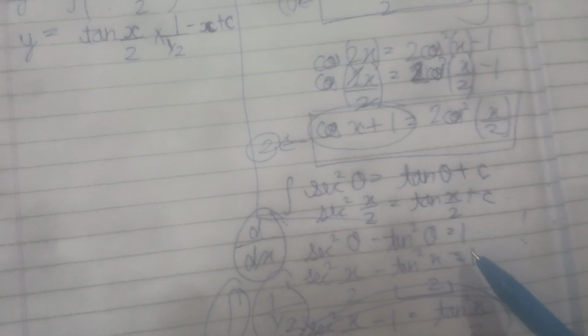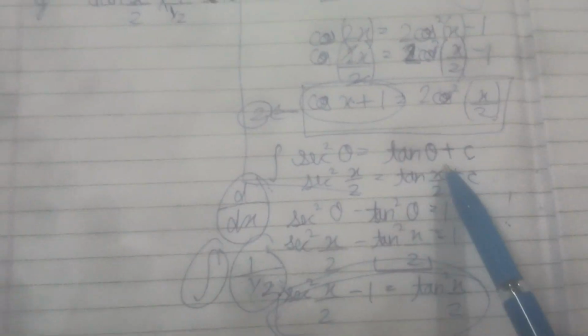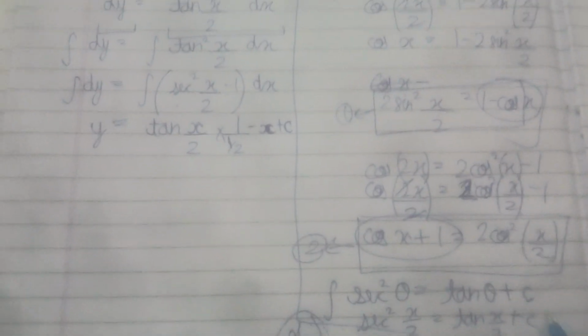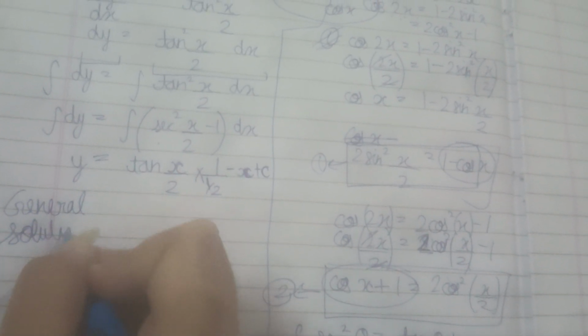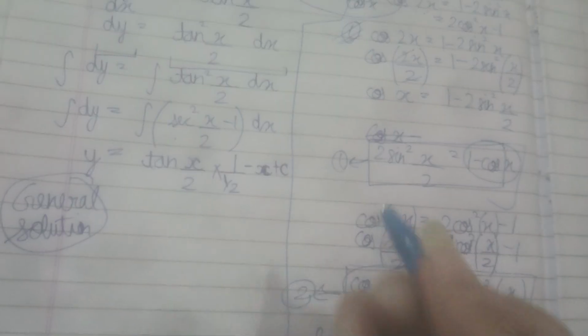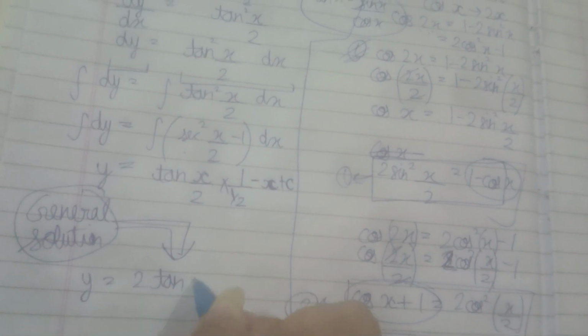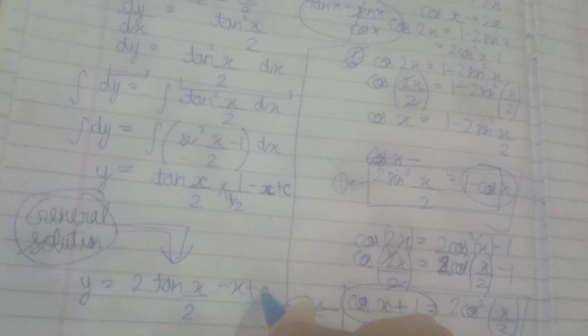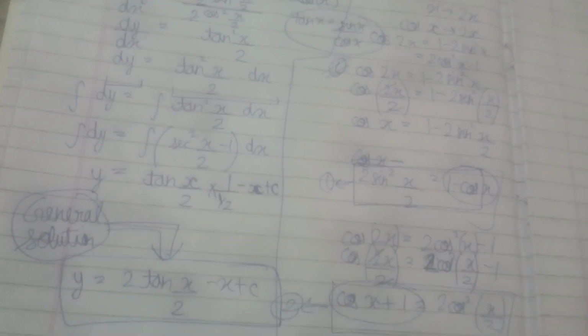This constant will come with the formula always. Where is the formula? Over here, right? Yes, this formula plus c will always come. In the question we were asked for the general solution, the most general form of its solution. So that is y is equal to 2 tan x by 2 minus x plus c. This is the final answer. So I think this question was easy. I can repeat it again if you want.